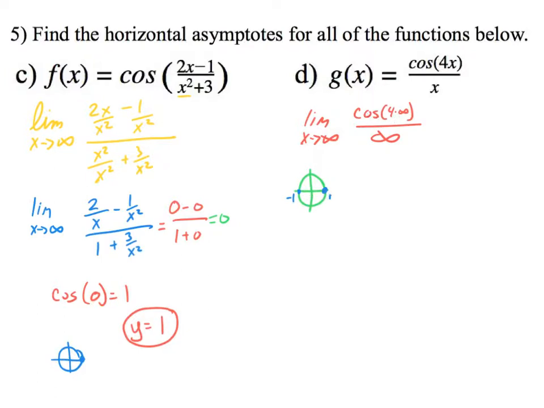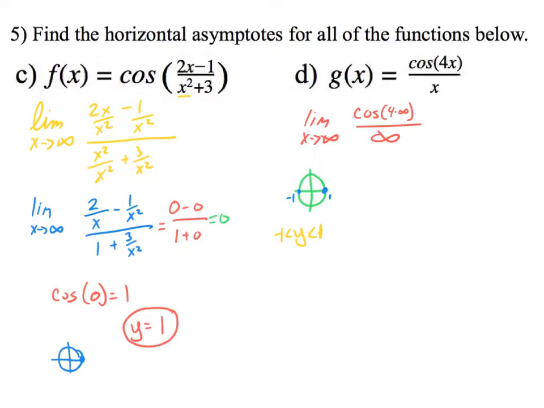So the y values of cosine, the outputs, are going to be between negative 1 and 1. Actually, y would be g of x, but they're between negative 1 and 1. So 4 times infinity is going to be fluctuating between negative 1 and 1, because you're plugging in numbers and the numbers just keep wrapping around the circle. And so this top number is basically going to be somewhere between negative 1 and 1.